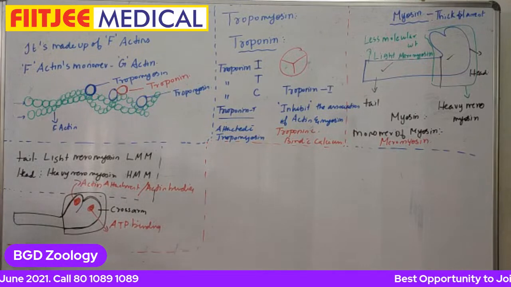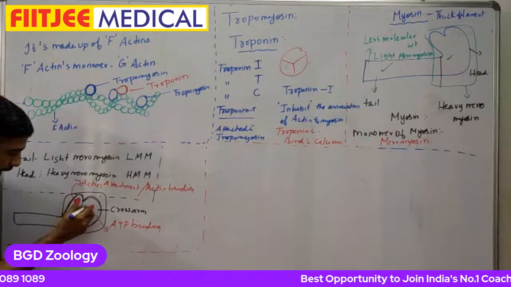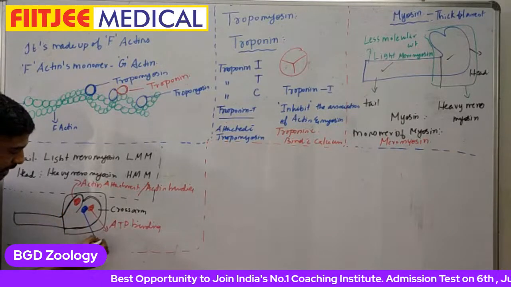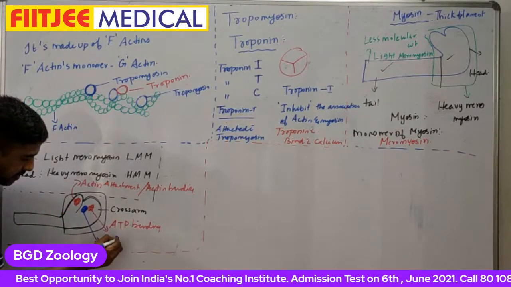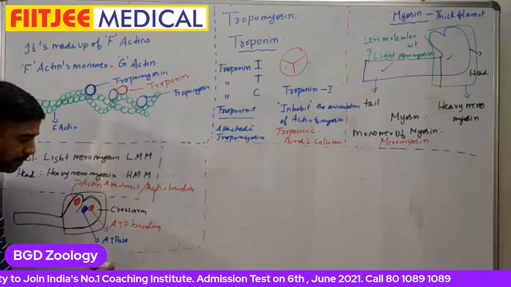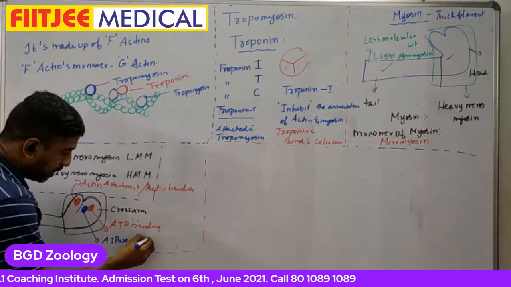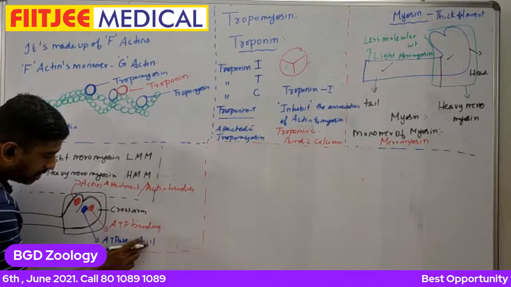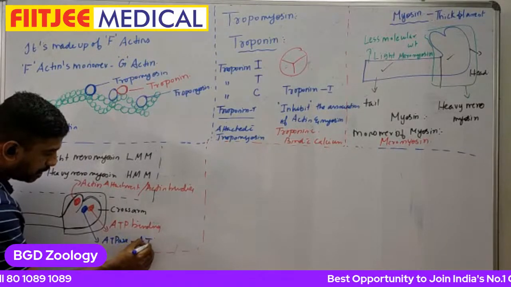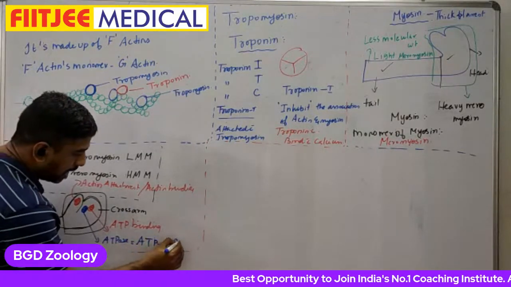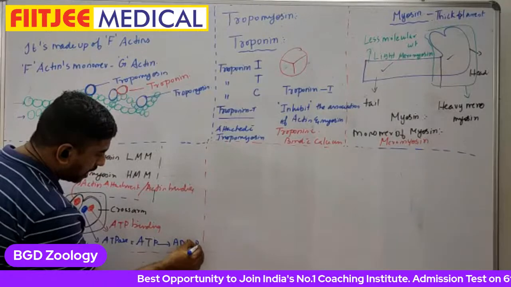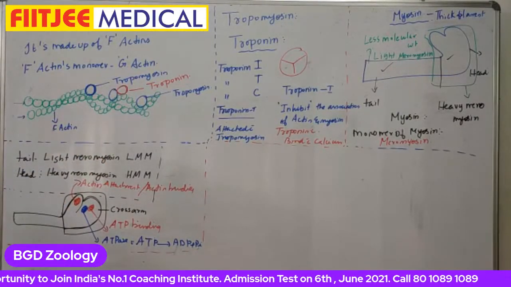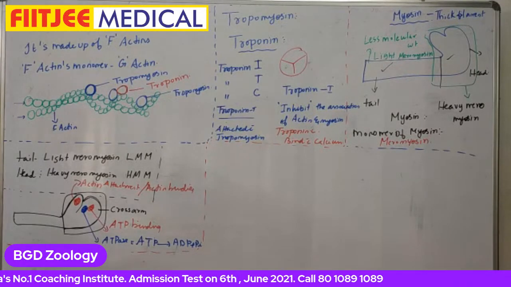Next, where the ATP binding happens, there you can see a special type of enzyme called ATPase. What will ATPase generally do? It will break down the ATP into ADP plus inorganic phosphate. Clear? That is also clear to everyone? No confusion there also? Right.